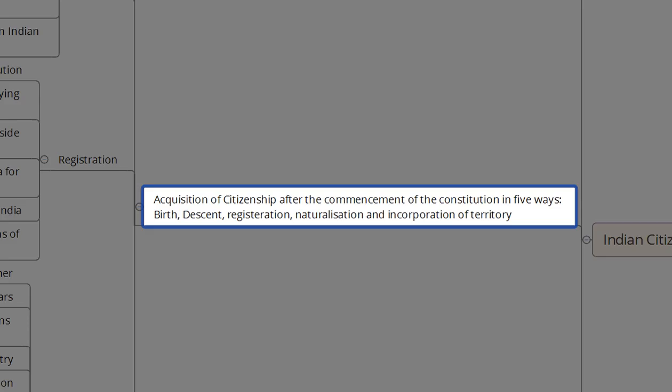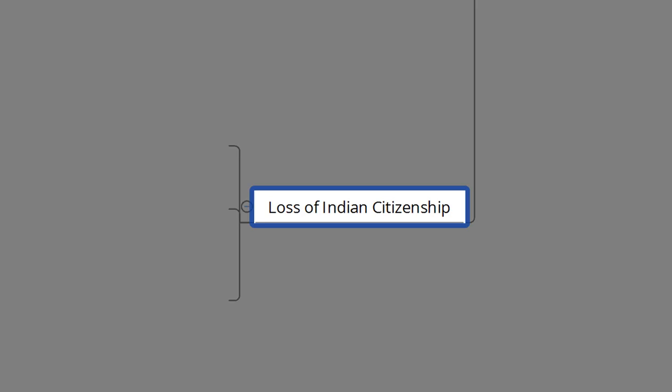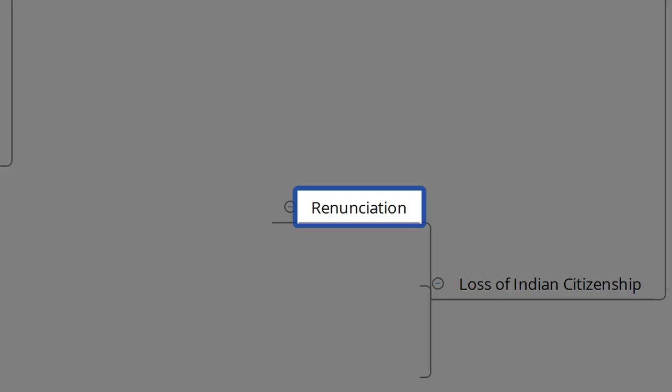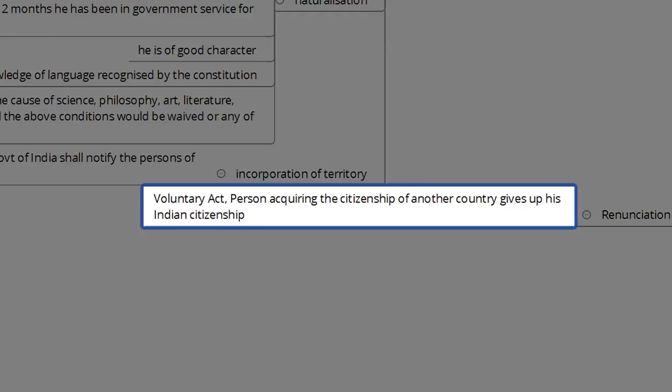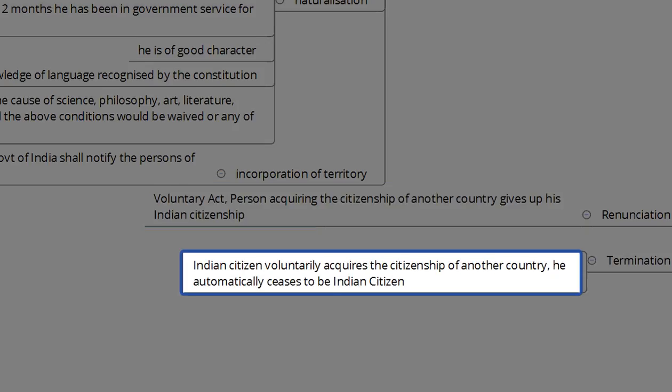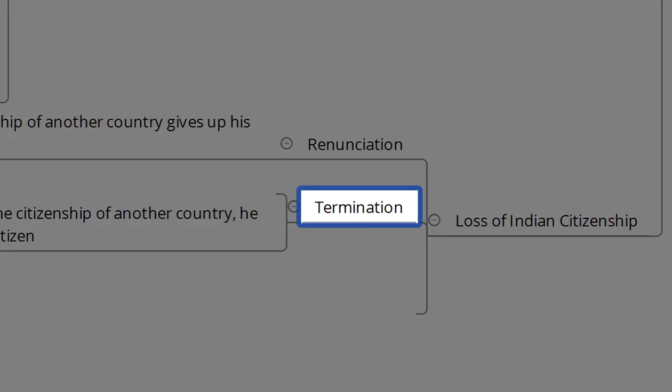So now we have seen so far the acquisition of citizenship after the commencement of the Constitution as per the Indian Citizenship Act 1955. Now let's see about the loss of Indian citizenship. There are three methods or ways. One is renunciation. This is a voluntary act of a person who is acquiring the citizenship of another country, giving up his Indian citizenship. Another one is termination.